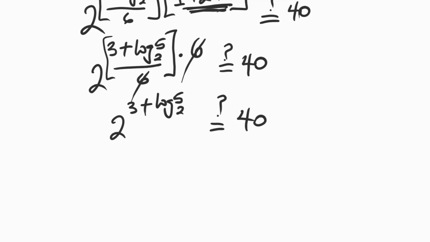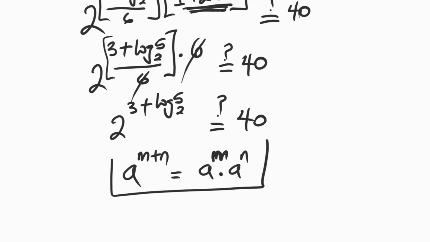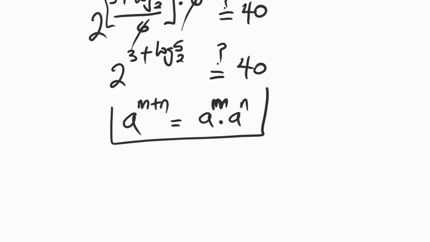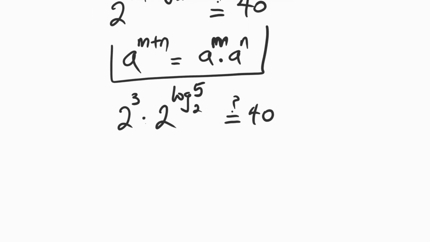Now we know that a raised to the power m plus n is the same thing as a raised to the power m times a raised to the power n. Let's apply that to the left-hand side. So we have 2 raised to the power 3 times 2 raised to the power log of 5 base 2. Okay, 2 raised to the power 3, we know that is 8.